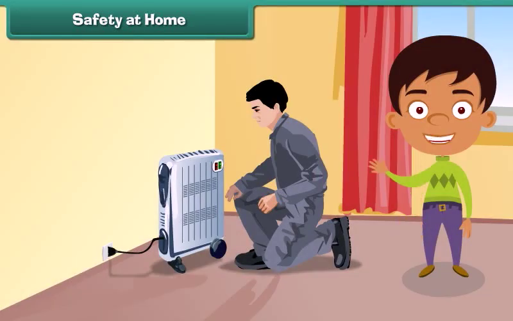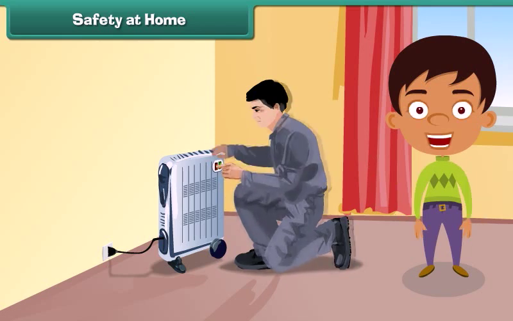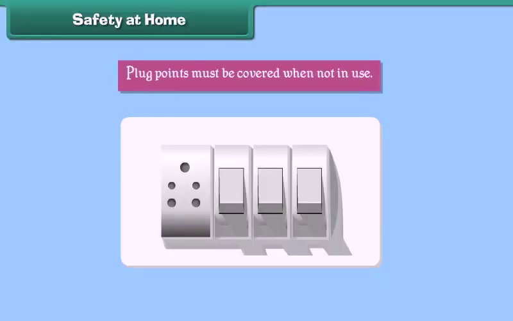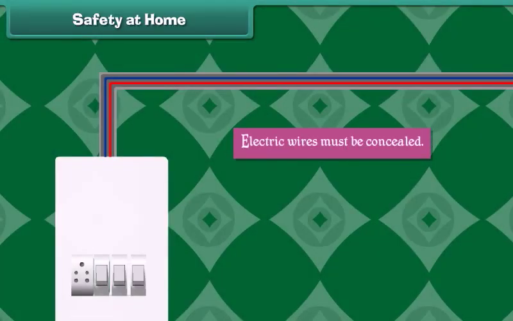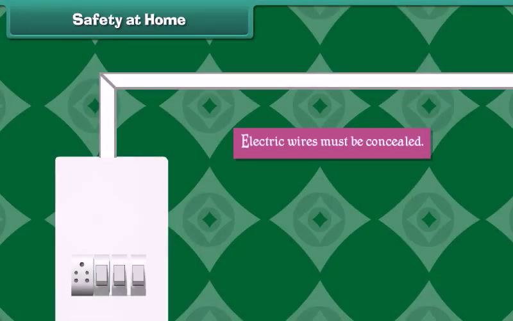Electricity is man's best friend, but careless use of electricity and electrical appliances can lead to fatal accidents. To avoid mishaps, plug points must be covered when not in use. Switches and sockets must not be touched with wet hands. Electric wires must be concealed.